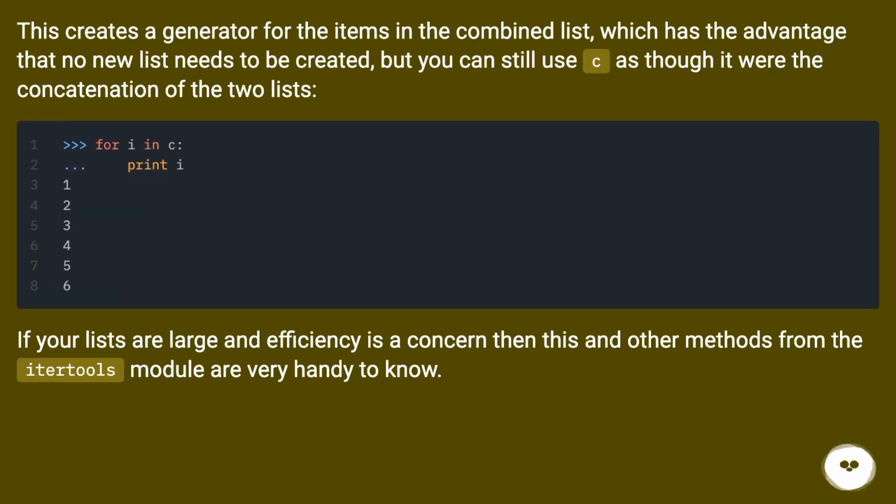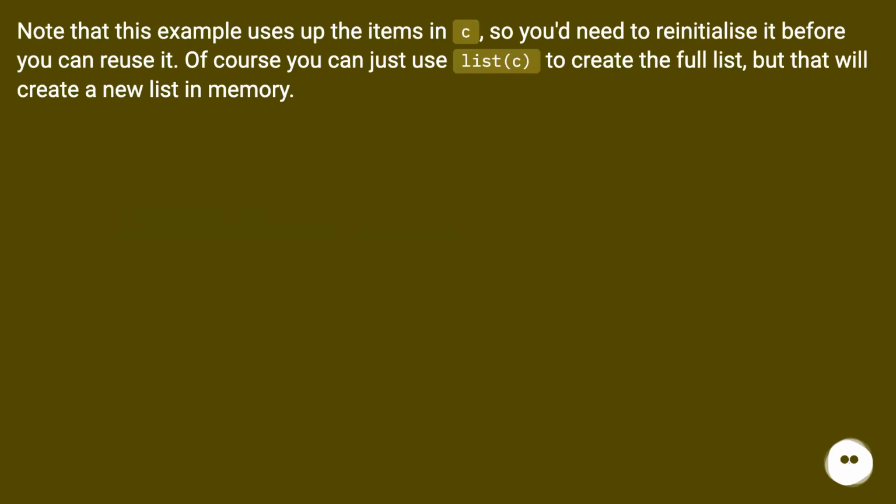If your lists are large and efficiency is a concern, then this and other methods from the itertools module are very handy to know. Note that this example uses up the items in C, so you'd need to reinitialize it before you can reuse it. Of course, you can just use list(C) to create the full list, but that will create a new list in memory.